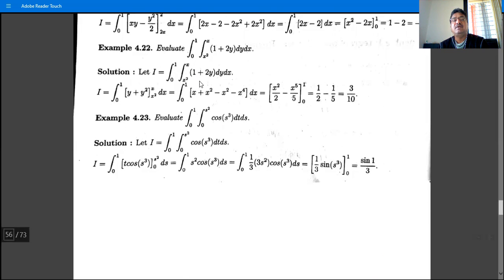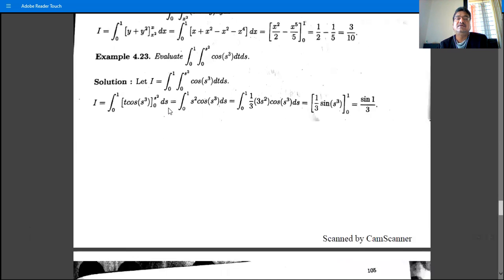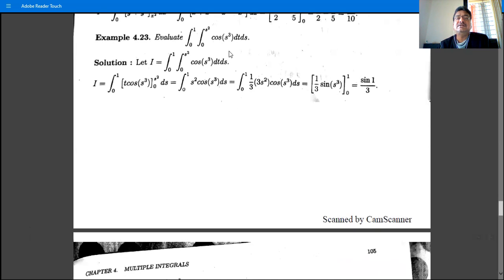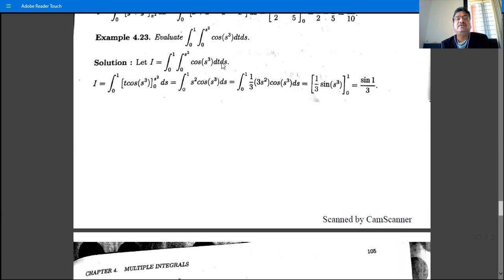Integration of 1 is y, and integration of 2y is y square by 2. The 2 gets cancelled, that is y square. Value at the upper limit, value at the lower limit, and then integration with respect to x. And then value at the upper limit minus value at the lower limit, we have the answer. Then here the notations are t and s instead of x and y. So with respect to t first, this 0 to s square is the limit on t. So integrate with respect to t.